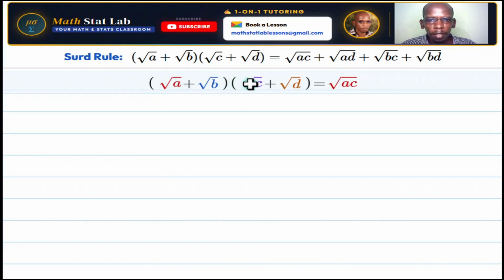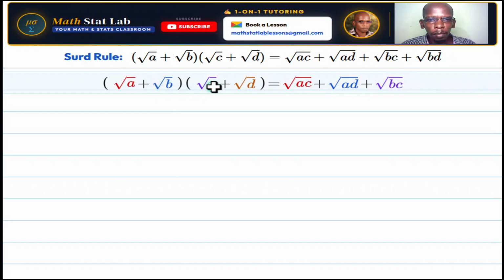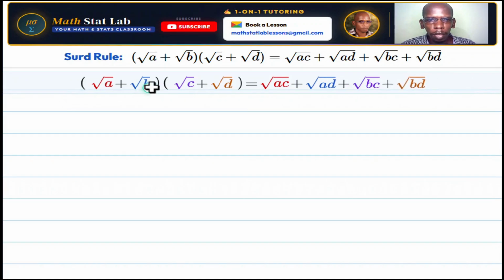But you see, in A and C, we had the root. So we put the root after the multiplication. Then again, we go ahead and say A multiplied by this D, and it becomes AD. But because we both had the root, we still put the root. Then we take B multiplied by this C, and it becomes BC. Because we had the root, we put it, and then finally we take B multiplied by D, which becomes BD, and because both had the root, we put it like that. So once you understand this rule, you can expand any brackets in surds.